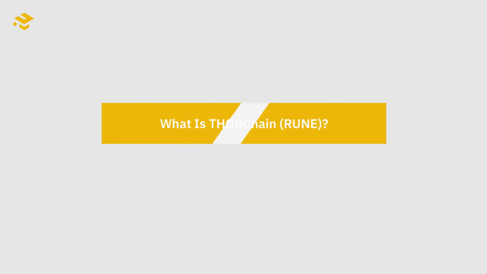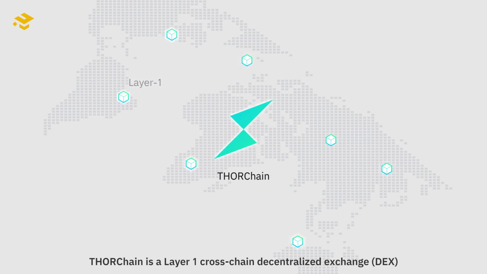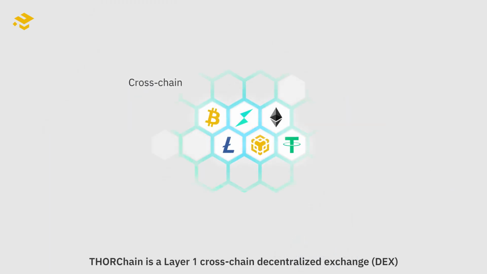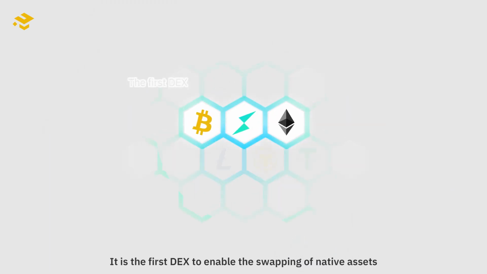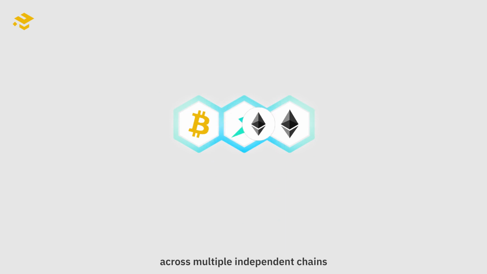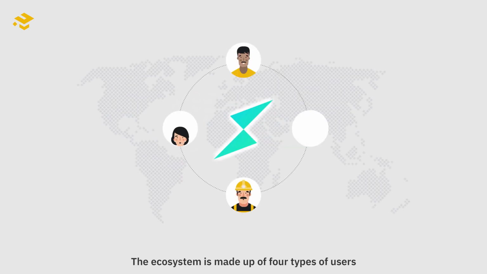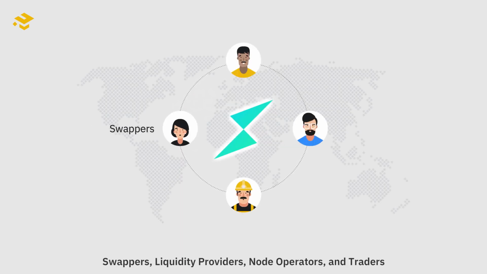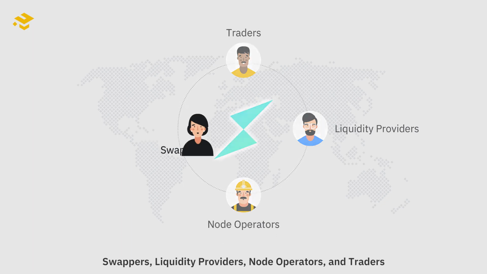What is THORChain, RUNE? THORChain is a Layer 1 cross-chain decentralized exchange, DEX. It is the first DEX to enable the swapping of native assets, including BTC and ETH, across multiple independent chains. The ecosystem is made up of 4 types of users: swappers, liquidity providers, node operators, and traders.